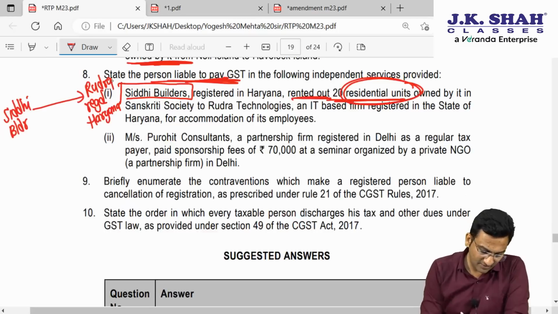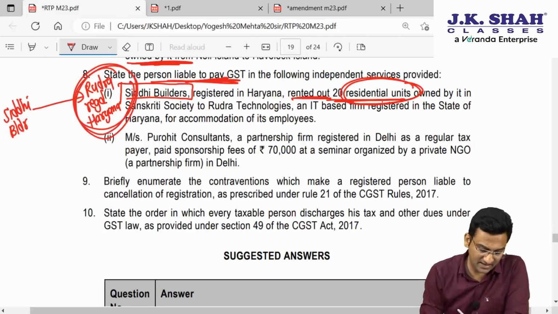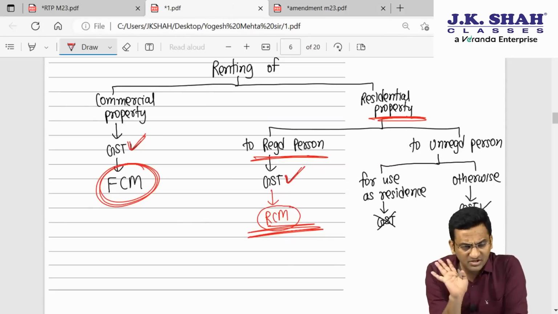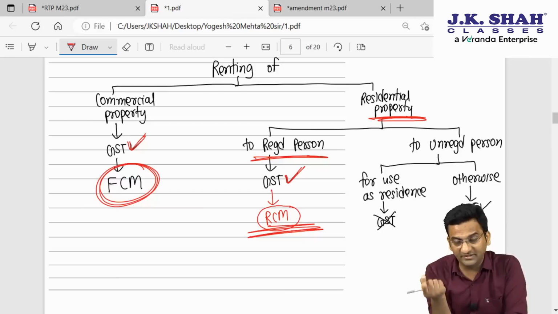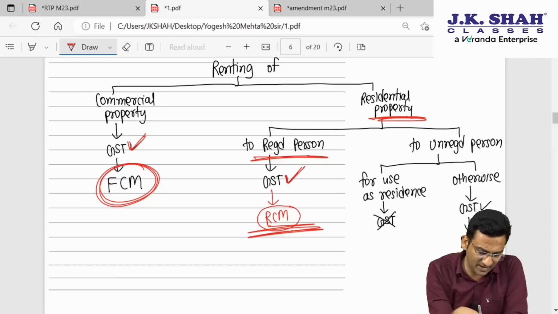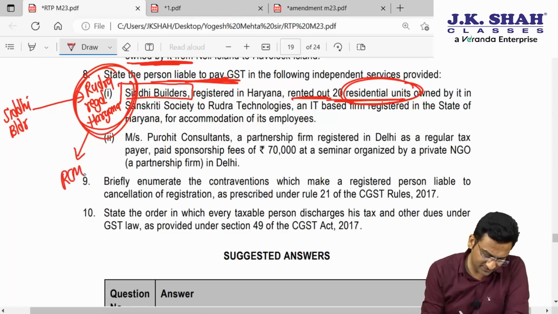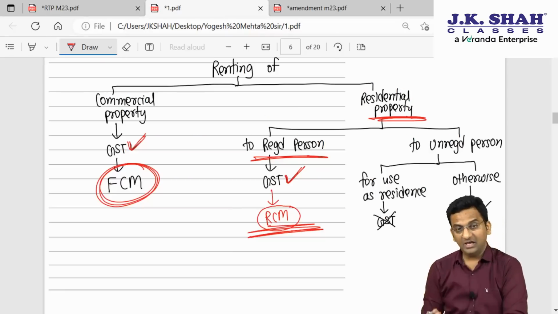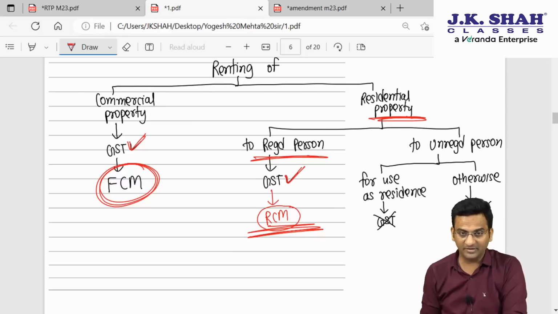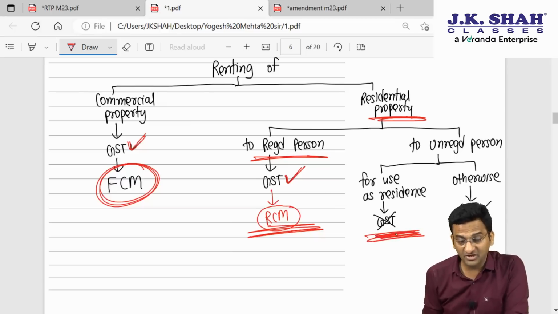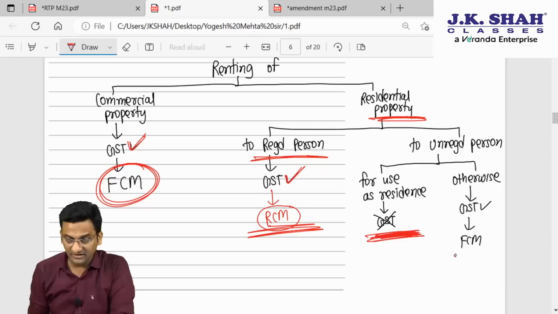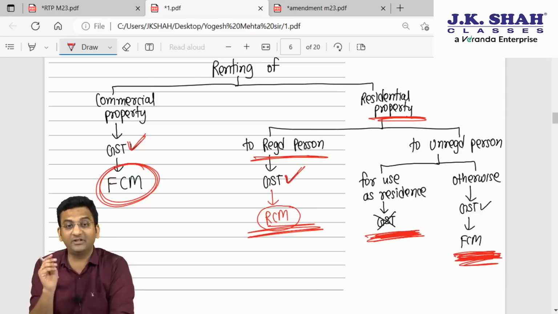So in this case, whether Rudra is a registered person, yes, and it is letting out of residential units, not commercial units. Commercial property let out, GST is payable and FCM is applicable. Residential property let out to a registered person, GST is payable and RCM is applicable. So in this case, RCM is applicable and Rudra is liable to pay GST. Correct friends? And if residential property is let out to an unregistered person and it is used for residential purposes, then GST is exempted, and otherwise GST is payable and FCM is applicable.